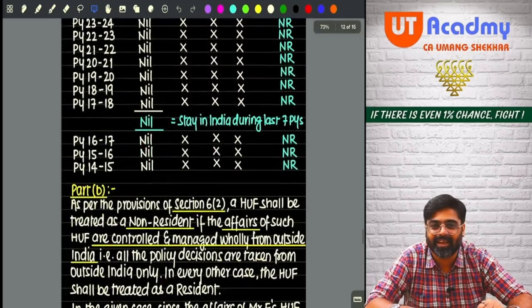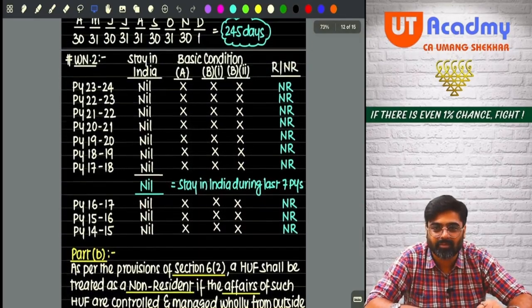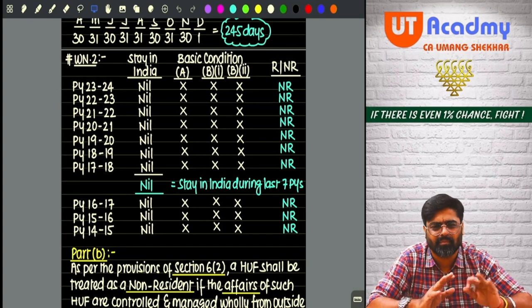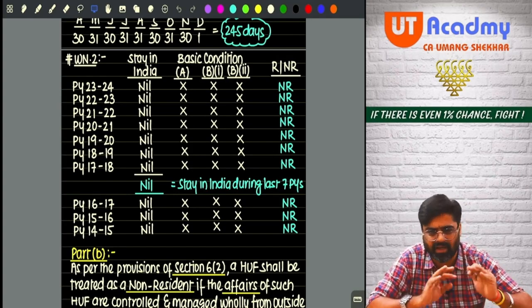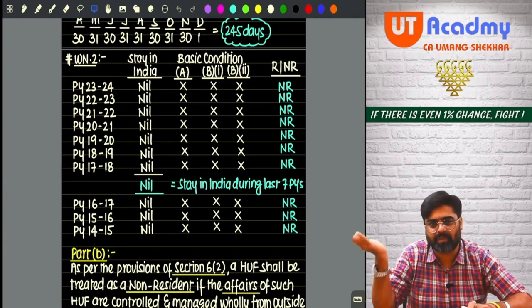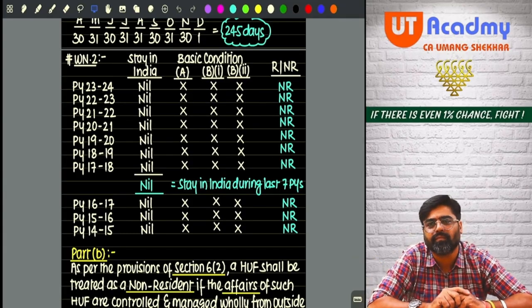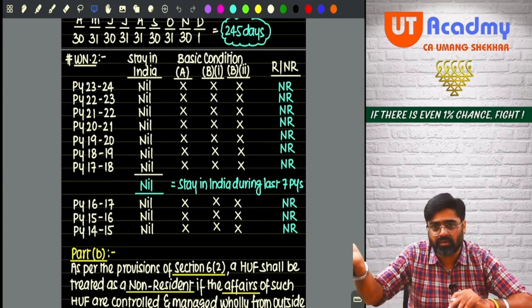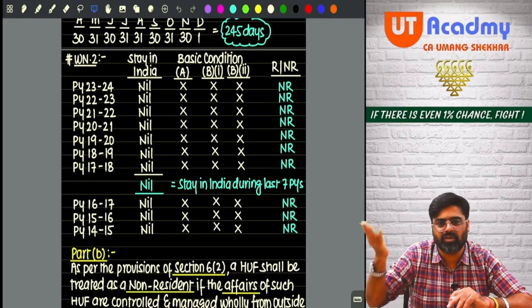So please check this part. Previous year 24-25 is our year. In this year, what is the stay? 245. 10 years prior to this: previous year 23-24, previous year 22-23. Every year his stay was 0 only, no?